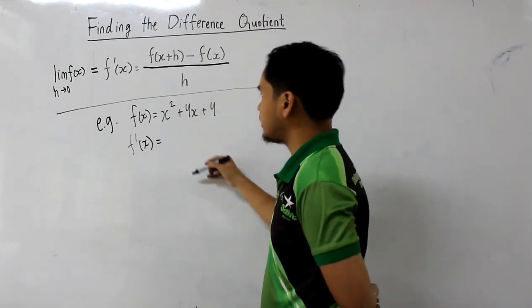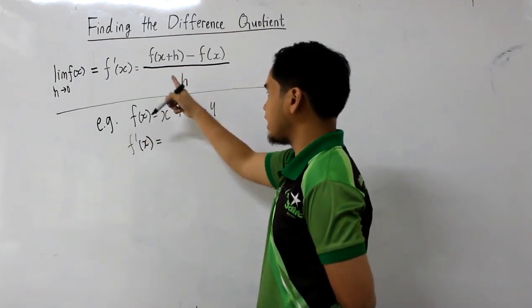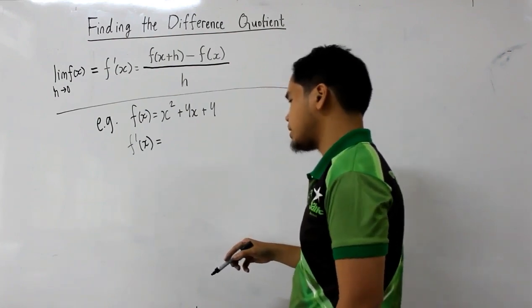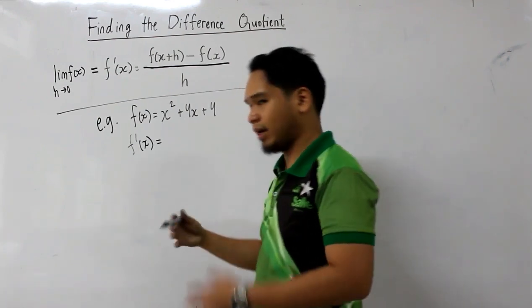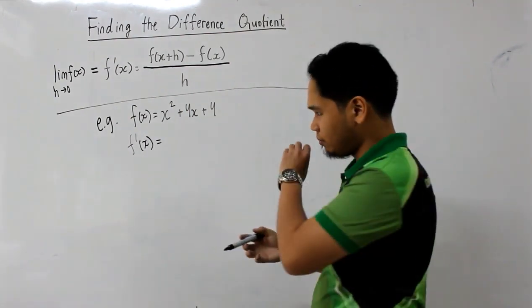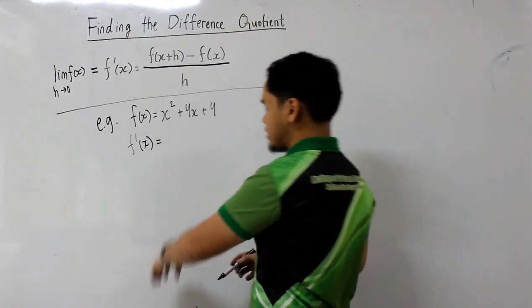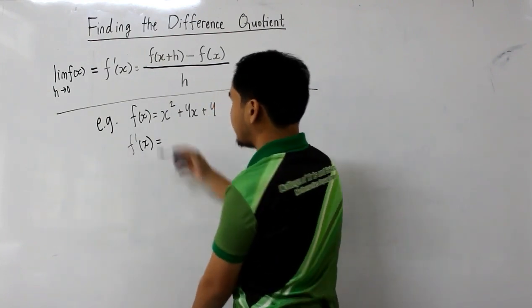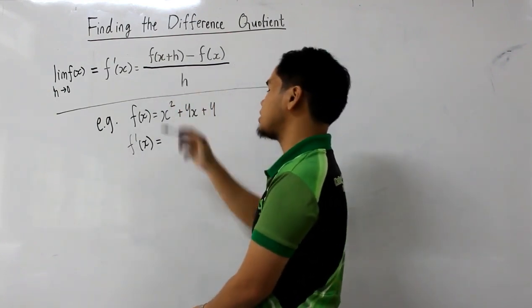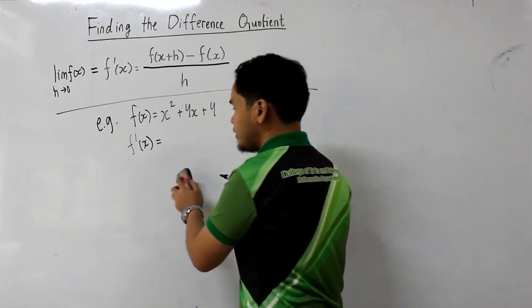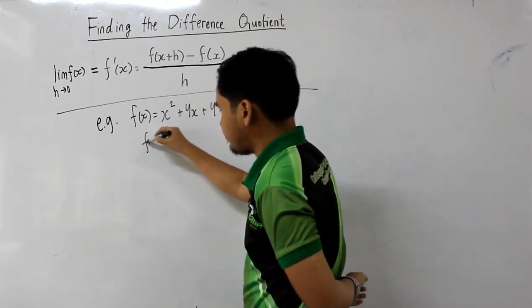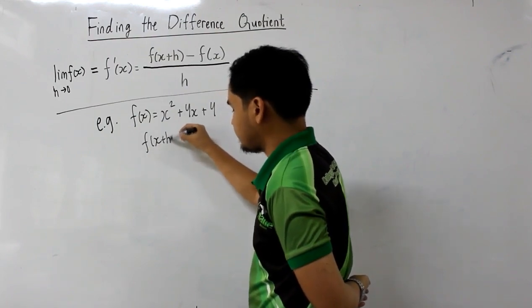Okay, so let's start. We're going to get first the f of x plus h. It's even better to get it by parts even before we put it in the formula itself. Since we are required to find the f of x plus h, we need to find it first.